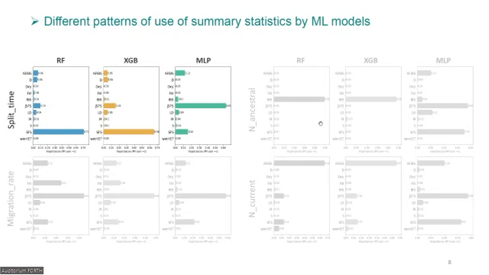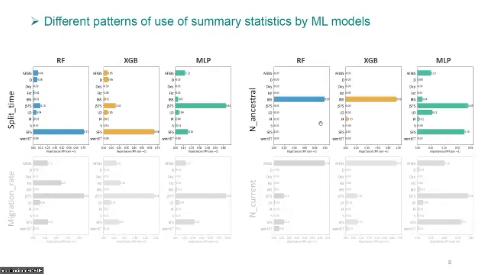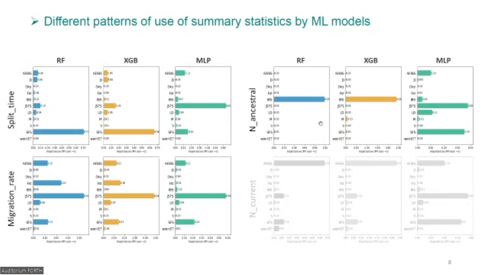But for the MLP, we saw that it used quite different classes of summary statistics, with the joint SFS coming ahead of the AF-IBS and SFS, site frequency spectrum, classes. And it is something that we saw for the other demographic parameters, the ancestral effective population size, the migration rate, because we have the FST that was used with high importance with random forest and XGBoost and not by the MLP, and the current effective population size.